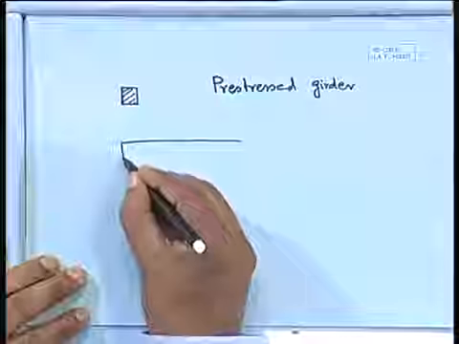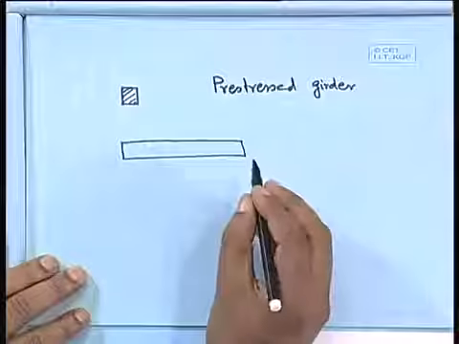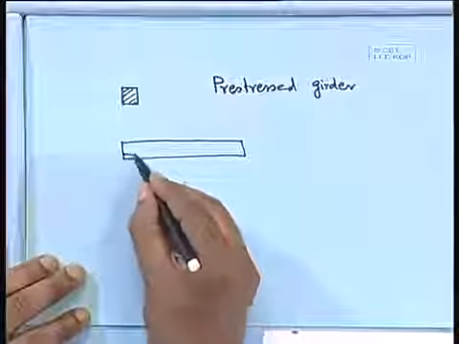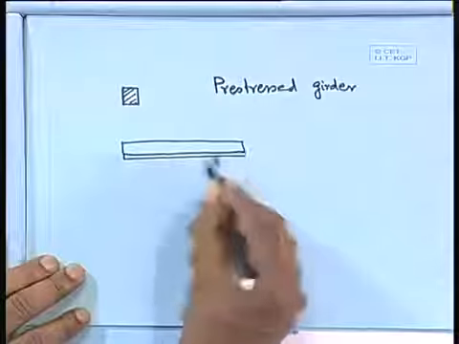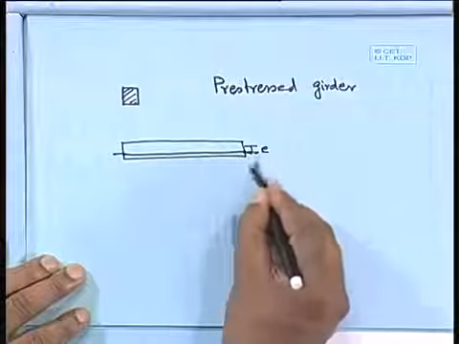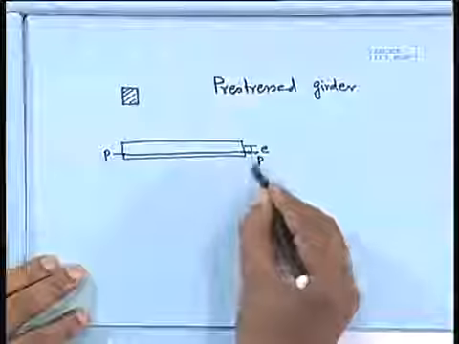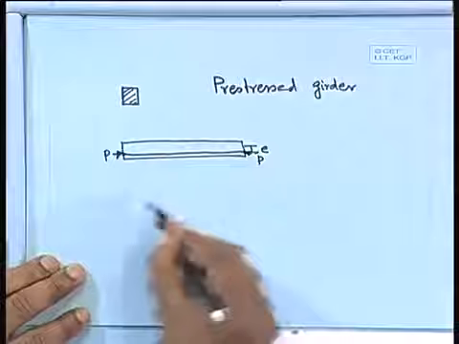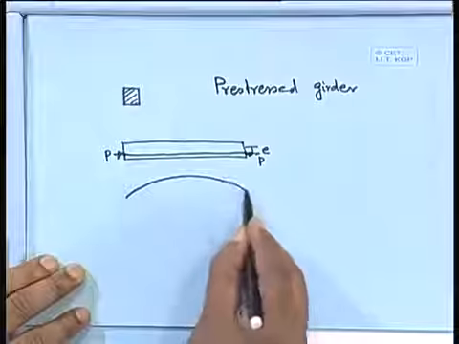Initially, say the beam was like this. I want to say something like this. I am keeping it here, not going into detail. I am giving a certain eccentricity e, and this is your force P, which is acting like this. So it will be like that.